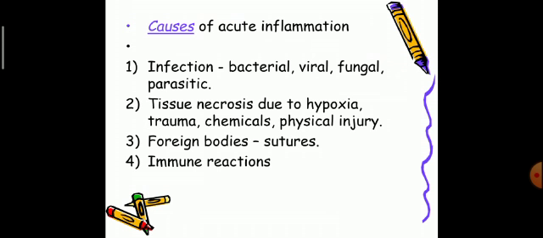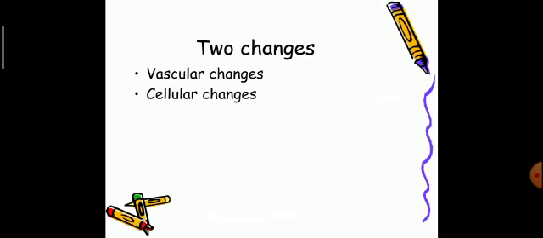Causes of acute inflammation. As I already told you, it can be infectious or non-infectious. Infectious agents, bacterial, viral, fungal, parasitic can be there. There can be tissue necrosis due to hypoxia, trauma, chemical, physical injury. It can be due to foreign bodies, suture materials, and it can be immune reactions.